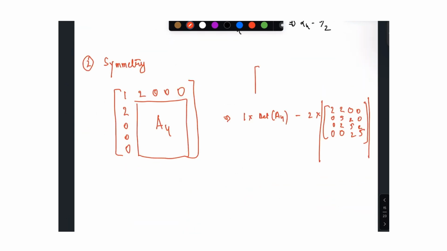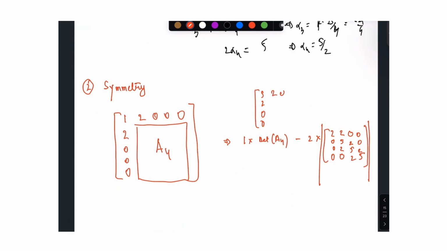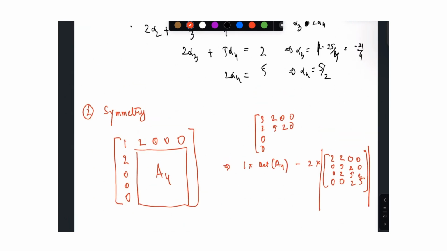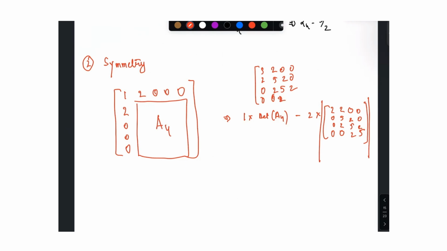So A4 is nothing but 5200, 2520, 0252, 0025. This is the matrix A4 and this is the other matrix. So we have to find their determinants. Can we make it easier?